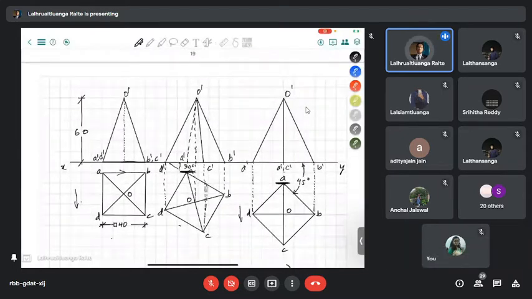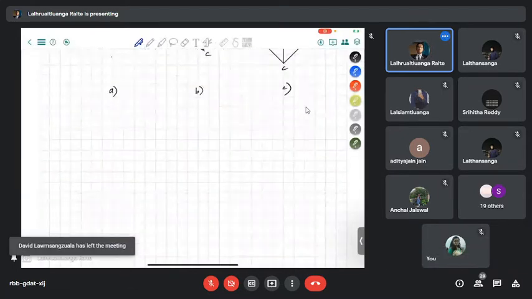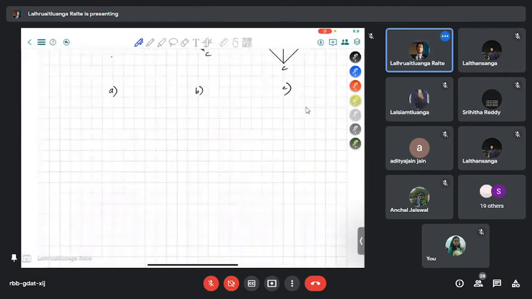Now in the second condition, we have an axis perpendicular to VP.